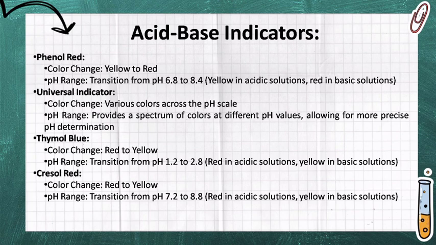Sixth, universal indicator. Color change, various colors across the pH scale. pH range, provides a spectrum of colors at different pH values, allowing for more precise pH determination. Seventh, thymol blue. Color change, red to yellow. pH range, transition from pH 1.2 to 2.8, red in acidic solutions, yellow in basic solutions. Eighth, cresol red. Color change, red to yellow. pH range, transition from pH 7.2 to 8.8, red in acidic solutions, yellow in basic solutions.